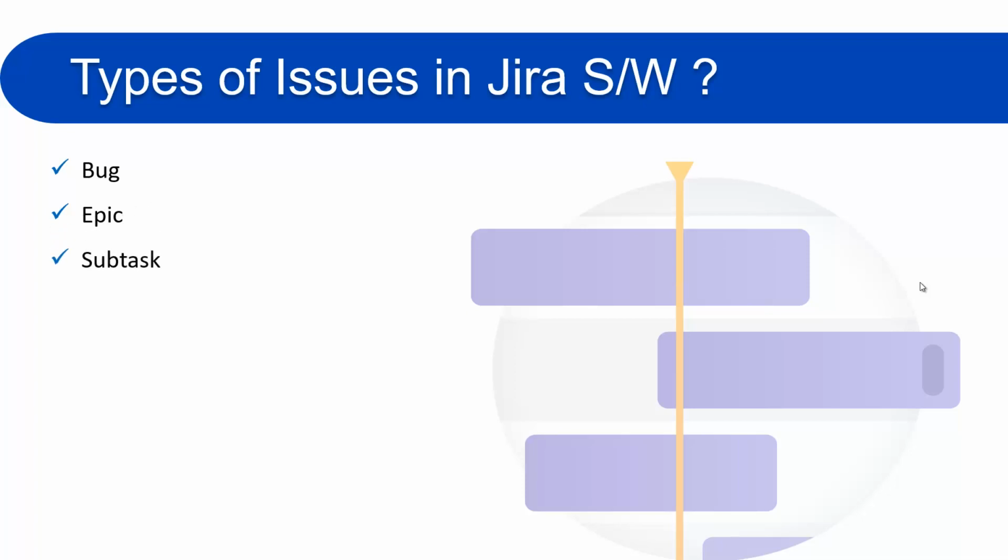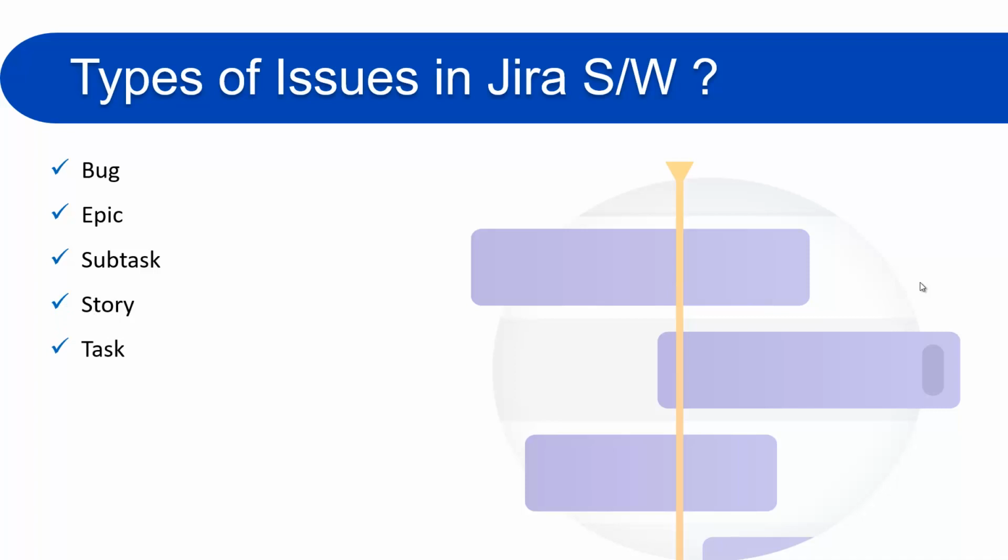The third one is subtask. A subtask is a piece of work that is required to complete a task. The fourth one is story. A user story is the smallest unit of work that needs to be done, and it is always written from the user perspective. The fifth one is task. A task represents work that needs to be done. So these are the issue types in Jira software.